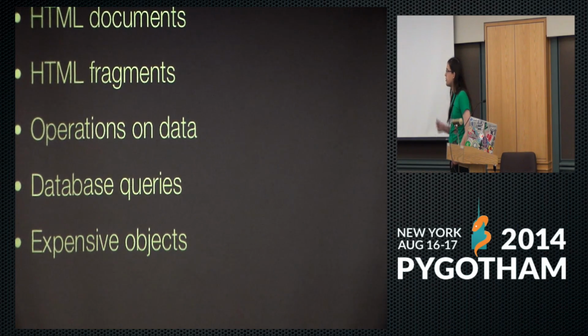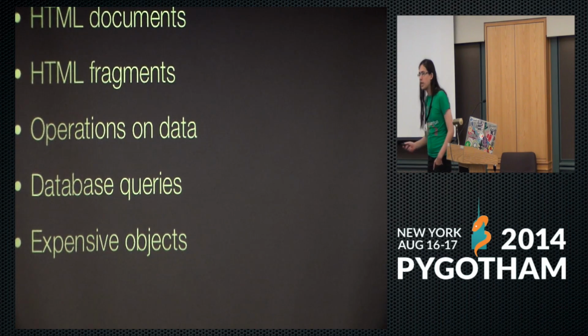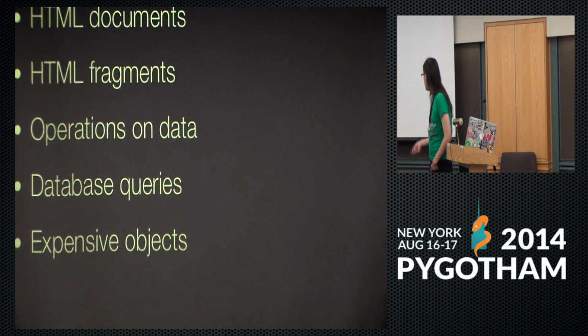So apps can also do their own layer of caching. Apps can also cache HTML documents, though they tend to do it in a different way. They can also cache HTML fragments, and that's often interesting because it's pretty hard to actually cache a full HTML page. We'll get into why later. They can also cache operations on data.